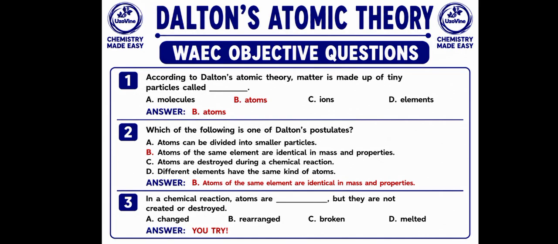So you try this one. Number 3, in a chemical reaction, atoms are dash, but they are not created or destroyed. A, changed. B, rearranged. C, broken. D, melted. So you write the correct option in the comment section.